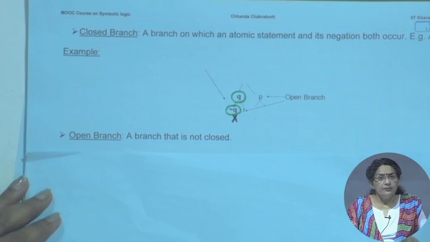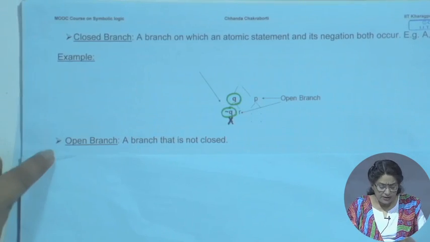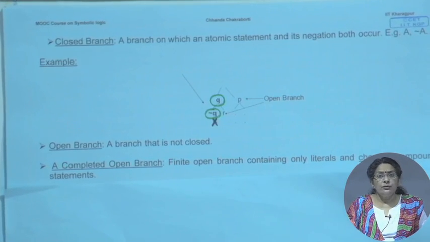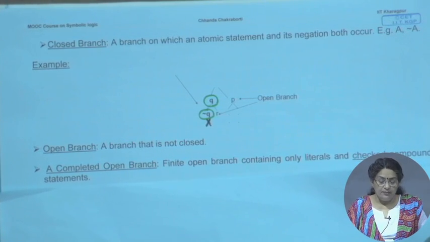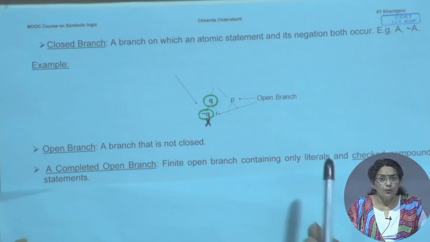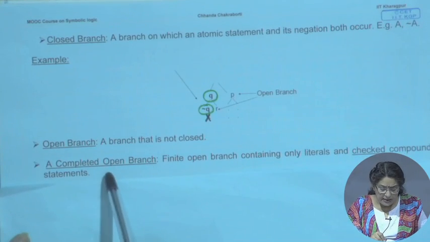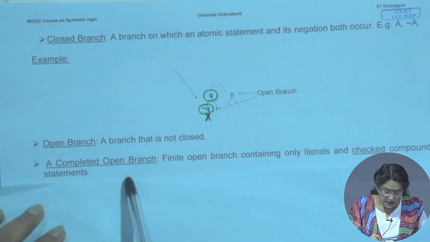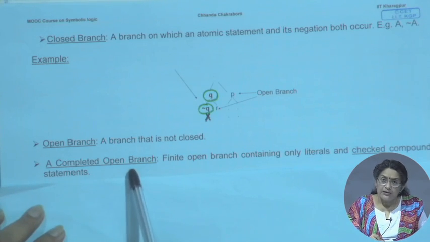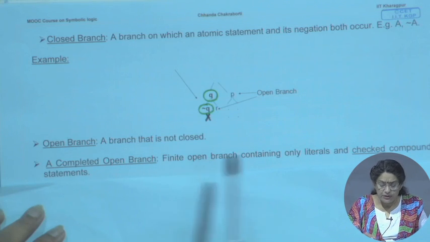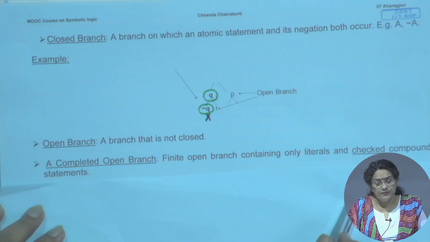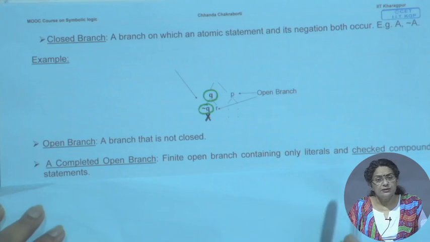All right. So, the branches, this is what we mean by closed branch, this is what we mean by open branch. There is something about completed open branch. Branches can remain open and branches can be open and completed. There is a difference. What is the difference? A completed open branch is a finite open branch which contains only literals and checked compound statements. Checked means that a tick mark has been given against them. I will show you examples.